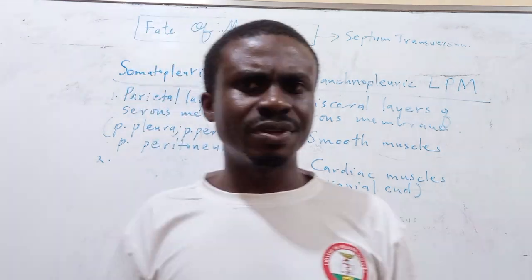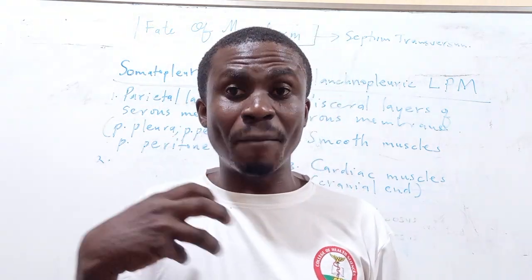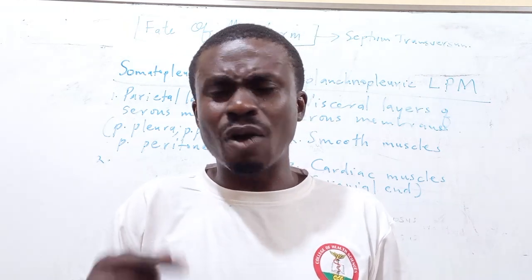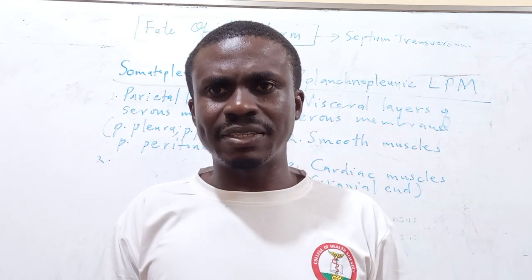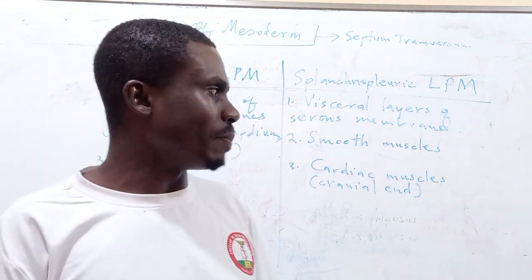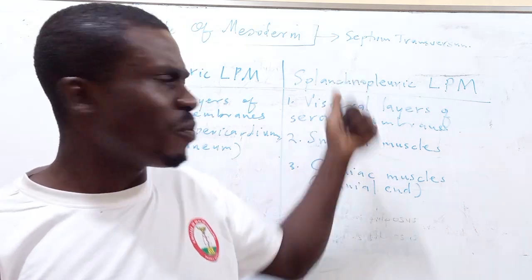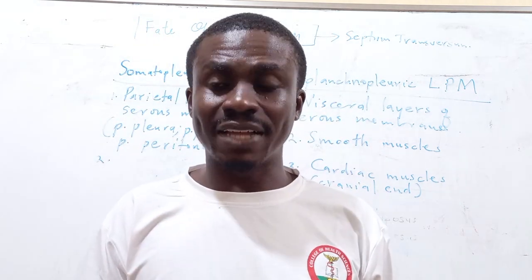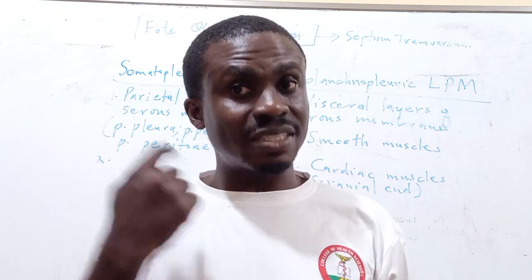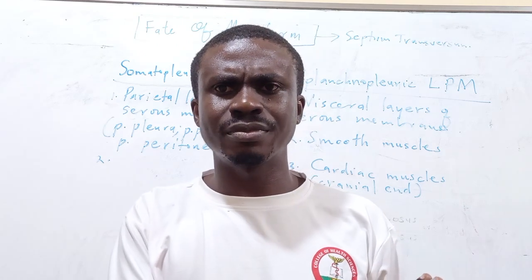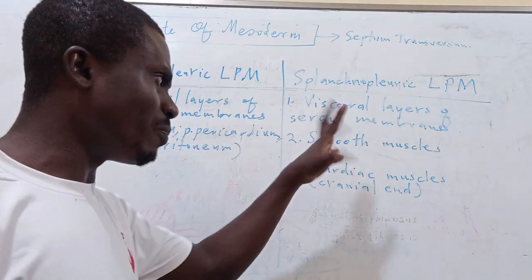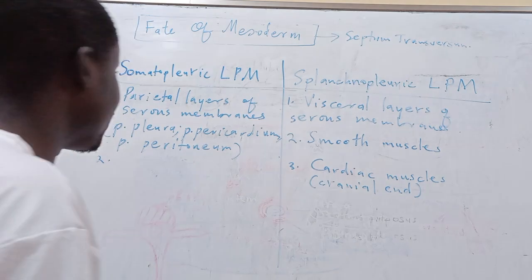Now, let's give more examples. There are some smooth muscles in the mammary glands. I want you to know they are not coming from splanchnopleuric lateral plate mesoderm. Rather, they are coming from surface ectoderm. That's what I want you to know. So there are some few exceptions. That's what I want you to be aware of.